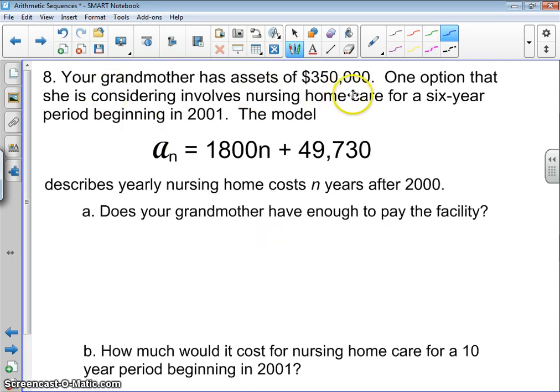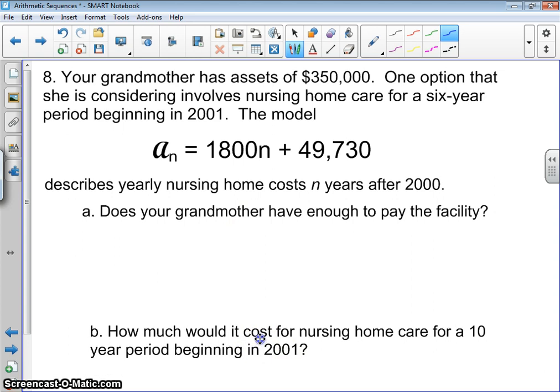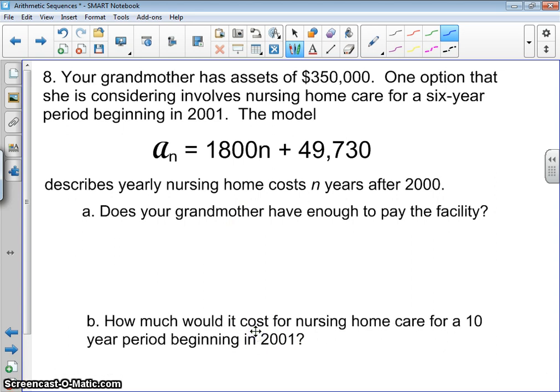It says your grandmother has assets of $350,000. An option that she's considering involves nursing home care for a 6-year period beginning in 2001. The model describes the yearly nursing home costs in years after 2000. So does your grandmother have enough money to pay the facility? So we basically need to find how much all of those 6 years are going to add up to be. And so what I'm going to do is find the sum of 6 years.